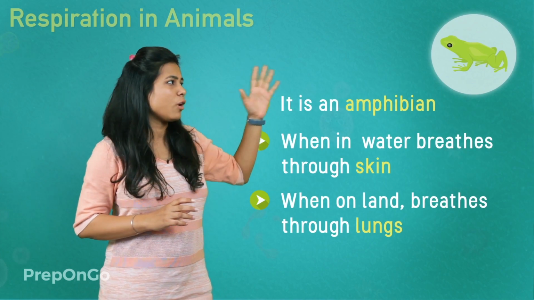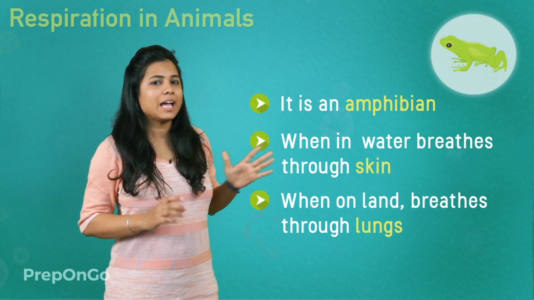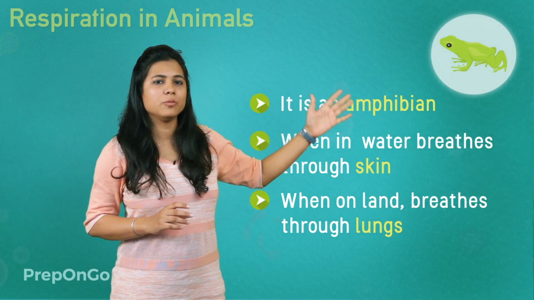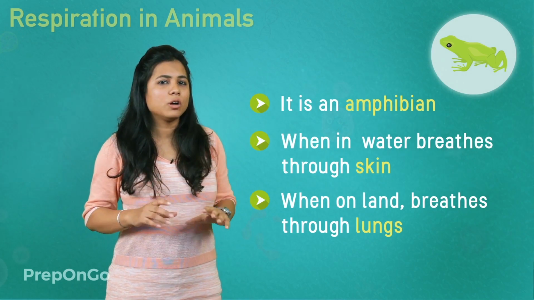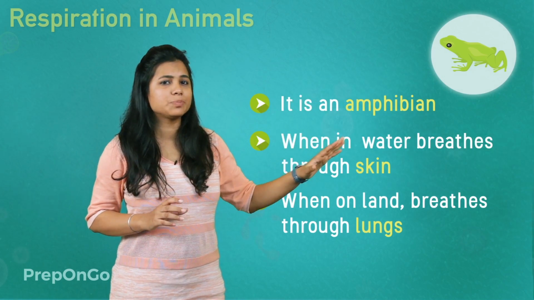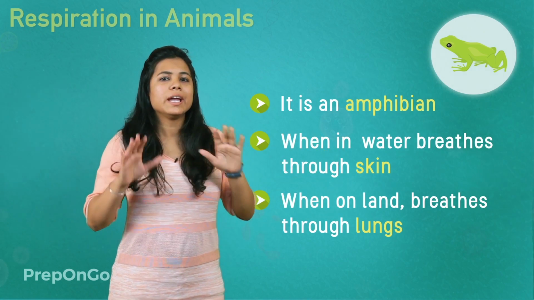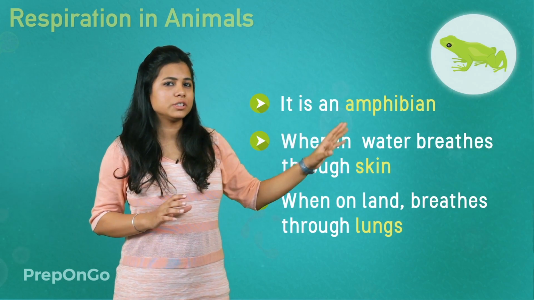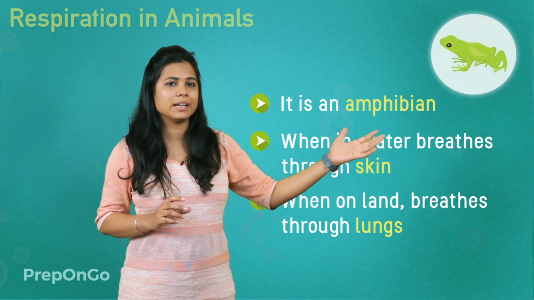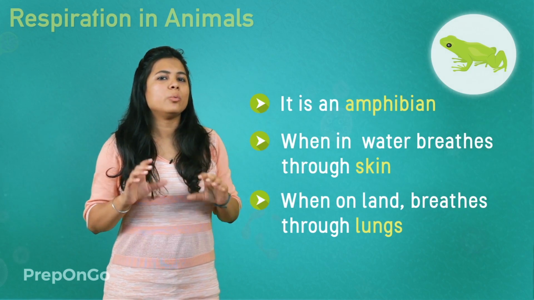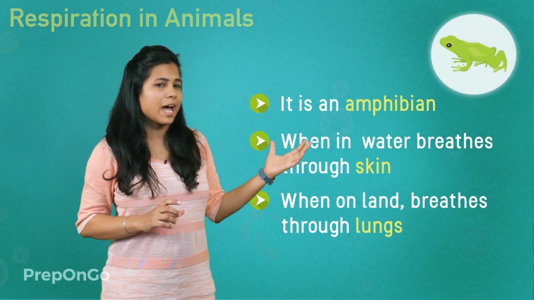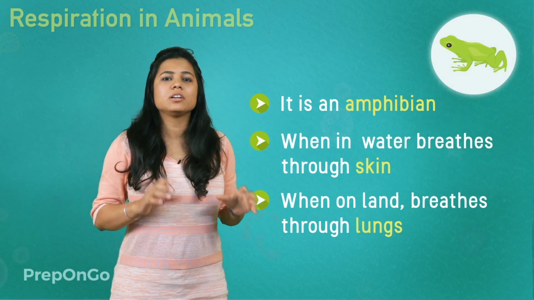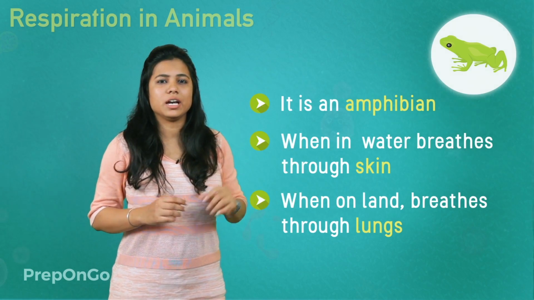We know that the frog is an amphibian. It can live on both land and water. Now when the frog is in water, it respires through the skin. Its skin is thin, which is richly supplied with blood vessels and capillaries. But when the frog is on land, it breathes like humans through nostrils and lungs.